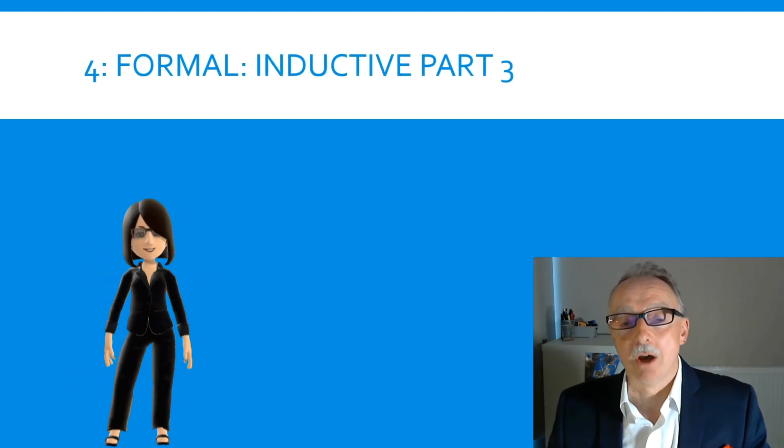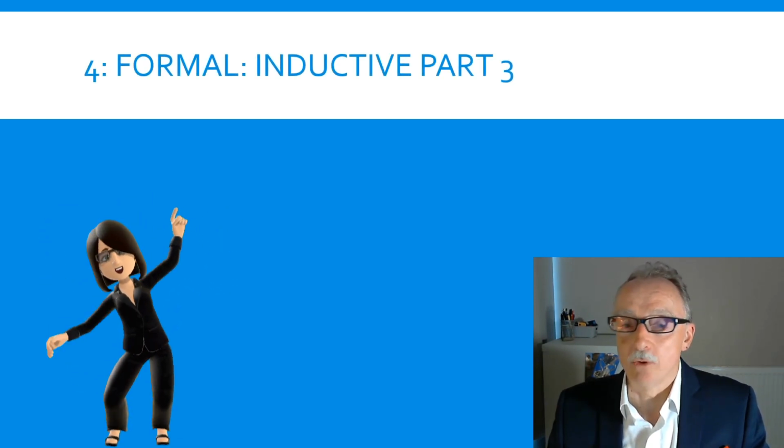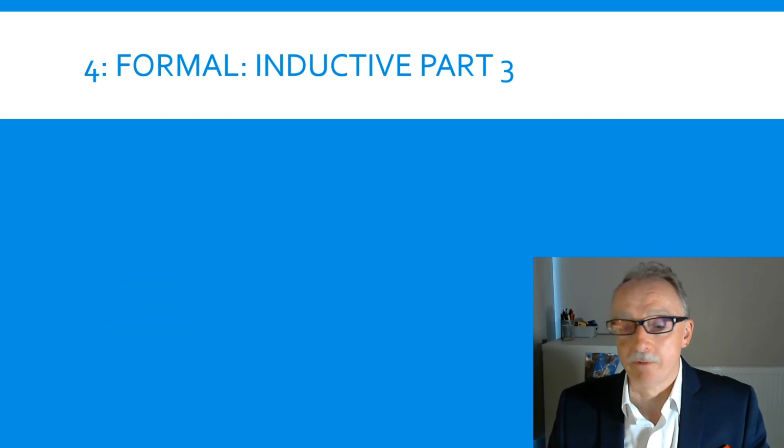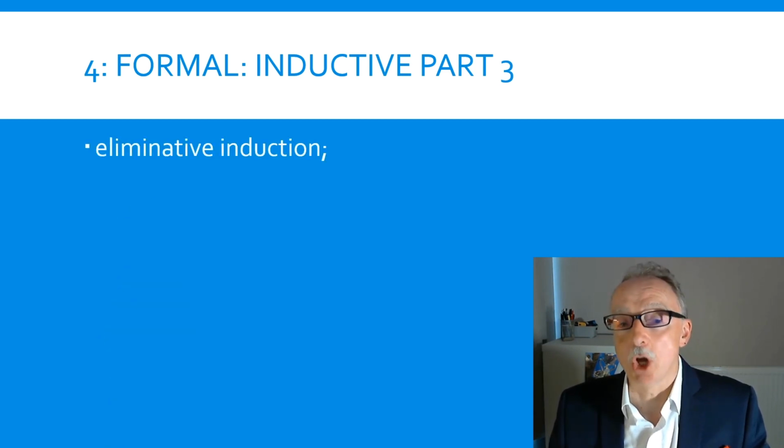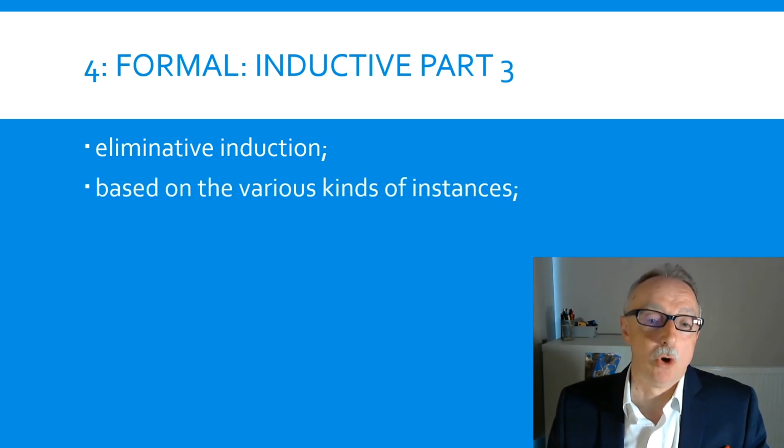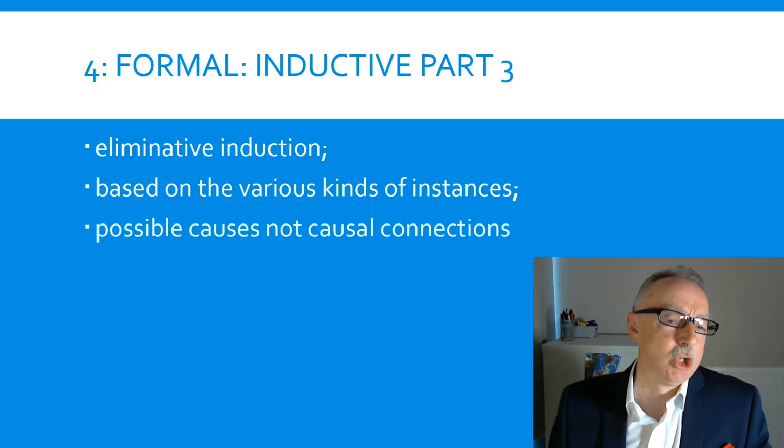Now, the next type of inductive reasoning, which is part of formal logic, is what's known as eliminative induction, and that is based on various kinds of instances. In short, you're looking at possible causes and not causal connections.